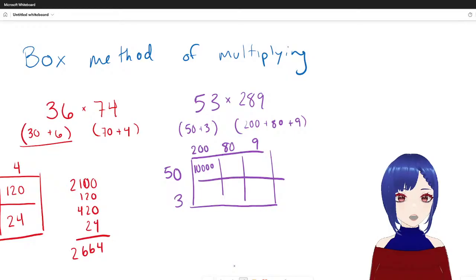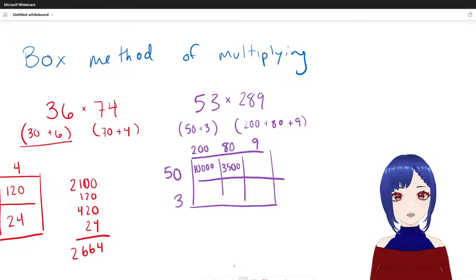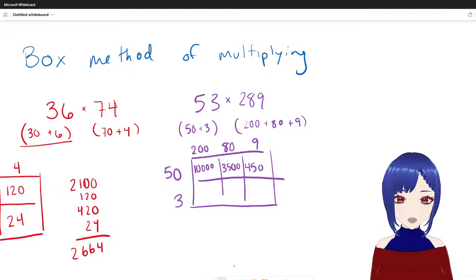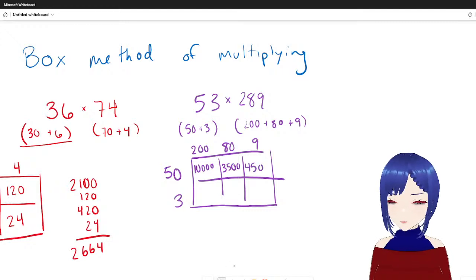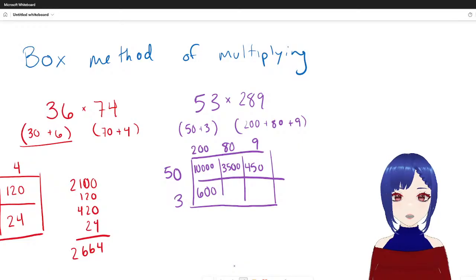50 times 80. 5 times 8 is... That's what's happening. 5 times 8 is 35. And then there's 2 zeros. 50 times 9. 5 times 9 is 45. And then there's 1 zero. 3 times 200. 3 times 2 is 6. And then there's 2 zeros. 3 times 8 is 24.